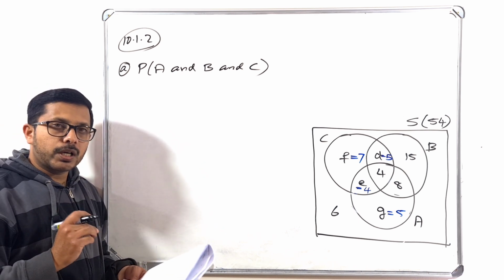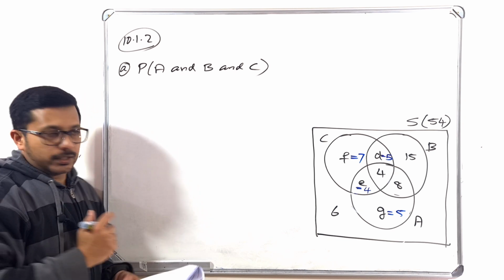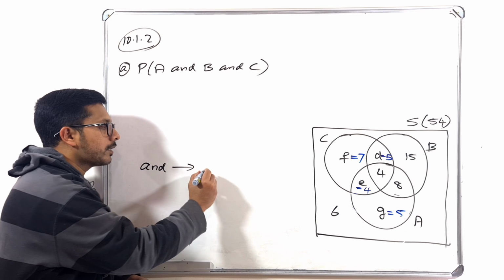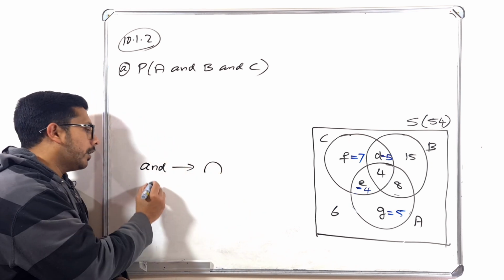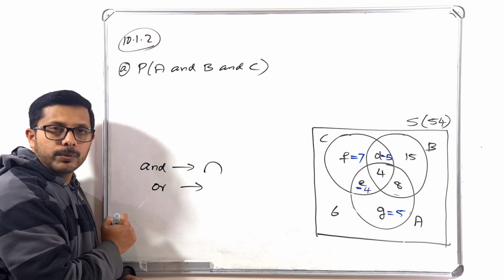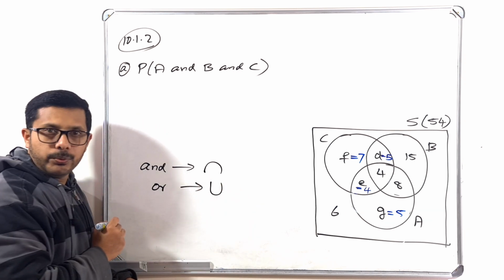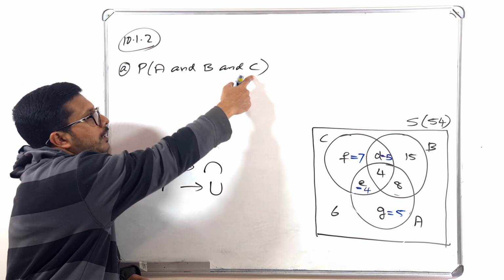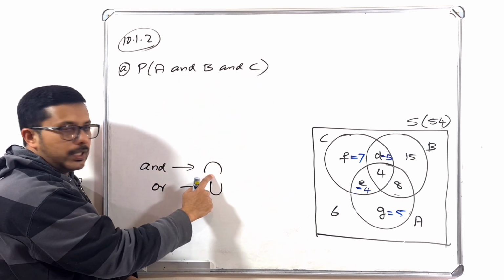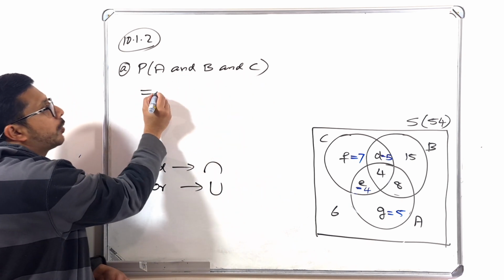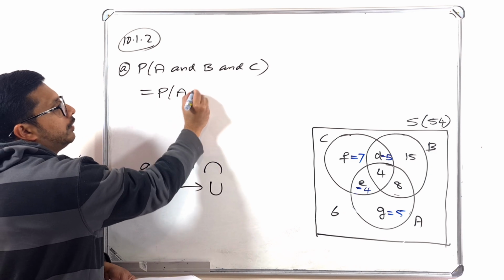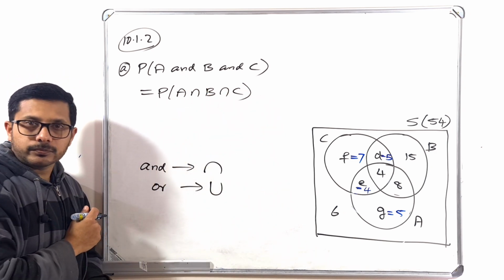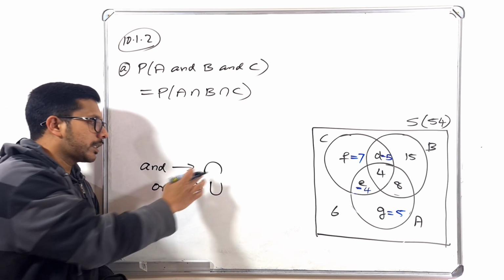What you studied in your class? And means what in probability? And is intersection, and or means what in probability? Or means union. Okay, so here probability of A and B and C, and means intersection. This is the same as probability of A intersection B intersection C.